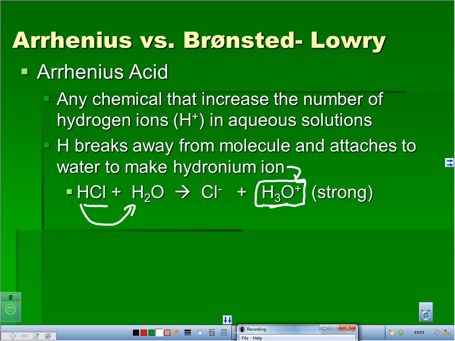The more of that ion that is made, the stronger the acid. The more of that ion that is made, the lower the pH. We'll talk about how pH is calculated on Monday. But it's all about that ion right there. So if you make more of that, you've got yourself a stronger acid.